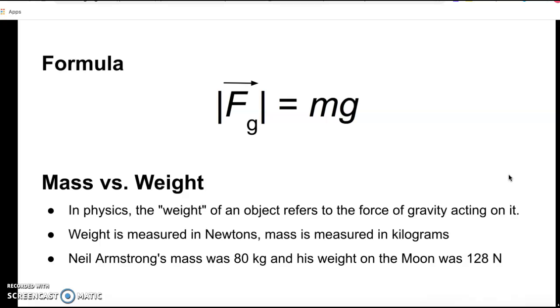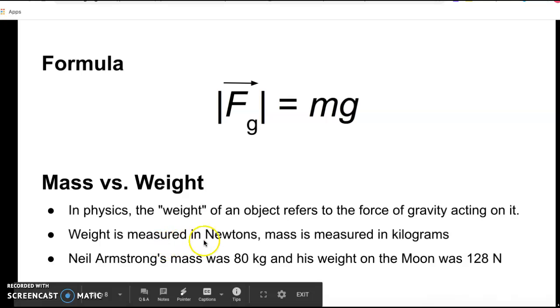So in physics, the weight of an object refers to the force of gravity acting on it. So weight is a force. That's what I'm trying to say. Weight is a force, and forces are measured in newtons. So here I say weight is measured in newtons, and that's different than mass. Mass, on the other hand, is measured in kilograms.